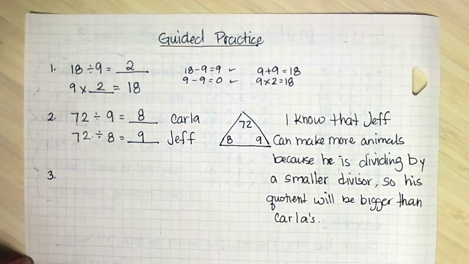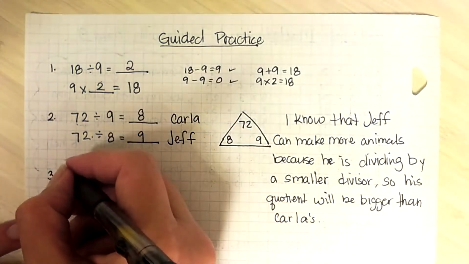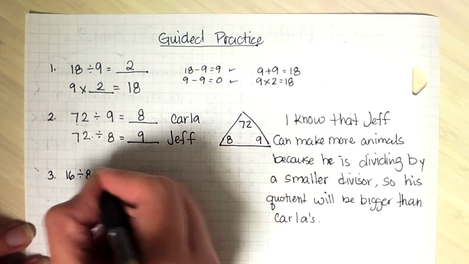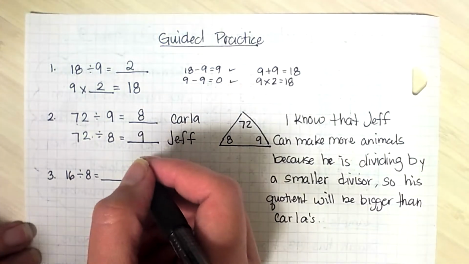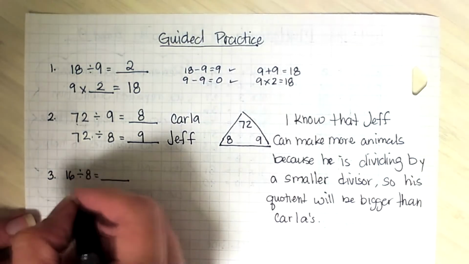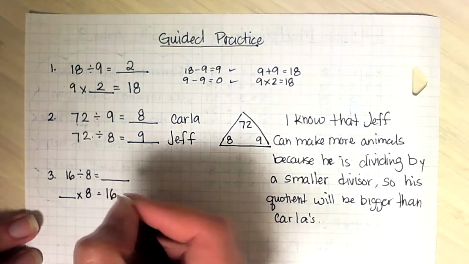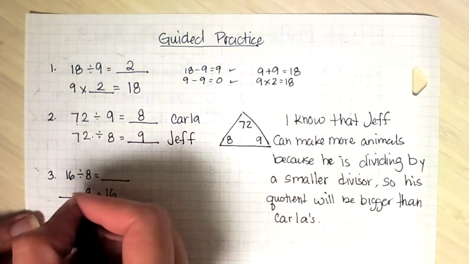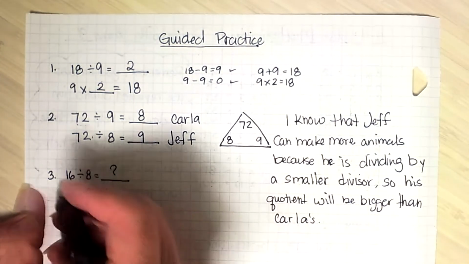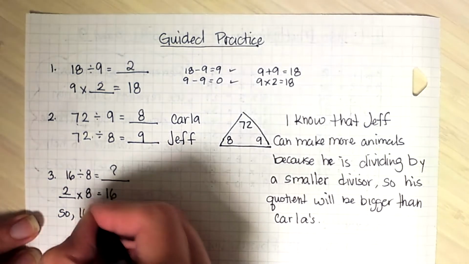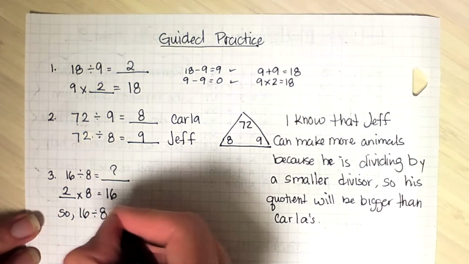Take a look at number 3. Number 3 and 4 say use multiplication equations to help find the quotient. So if we have 16 divided by 8 is equal to a number. What number times 8 is equal to 16? So I know that 2 times 8 is equal to 16. So that means 16 divided by 8 is going to be equal to 2.